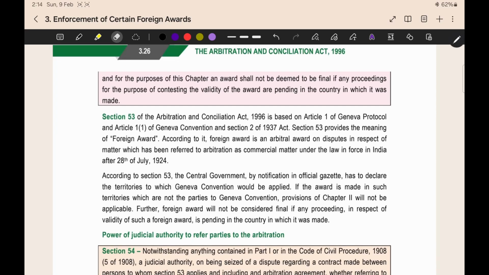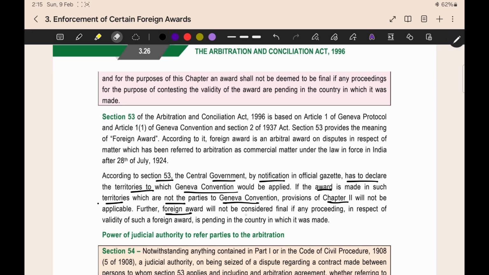So here according to section 53, the government by notification has to declare the territories to which the Geneva Convention would be applied. Same like that, the government will declare for what are all the outside India territories the Geneva Convention will apply. If the award is made in such a territory which is not a party to the Geneva Convention, chapter 2 will not apply. If the award is made in a country where the Geneva Convention does not apply, then that award cannot be enforced under chapter 2.